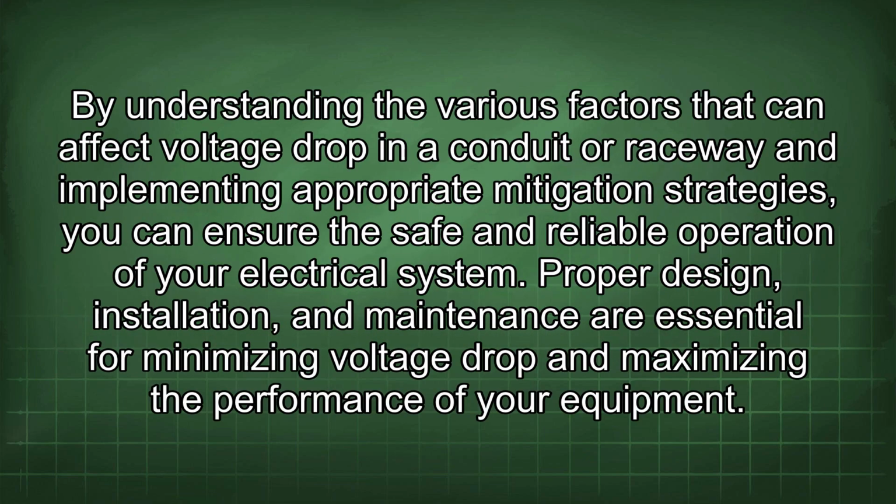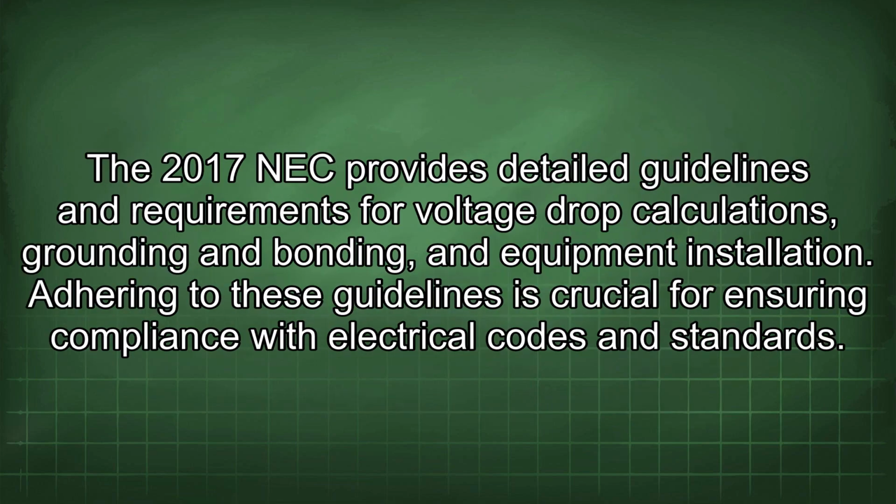By understanding the various factors that can affect voltage drop in a conduit or raceway and implementing appropriate mitigation strategies, you can ensure the safe and reliable operation of your electrical system. Proper design, installation, and maintenance are essential for minimizing voltage drop and maximizing the performance of your equipment. The 2017 NEC provides detailed guidelines and requirements for voltage drop calculations, grounding and bonding, and equipment installation. Adhering to these guidelines is crucial for ensuring compliance with electrical codes and standards.